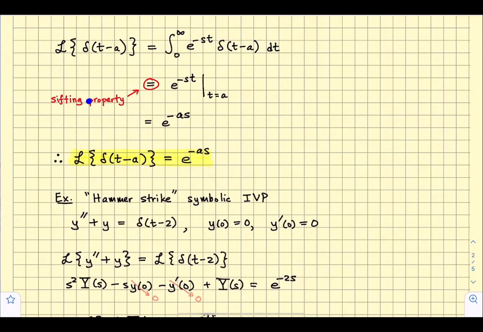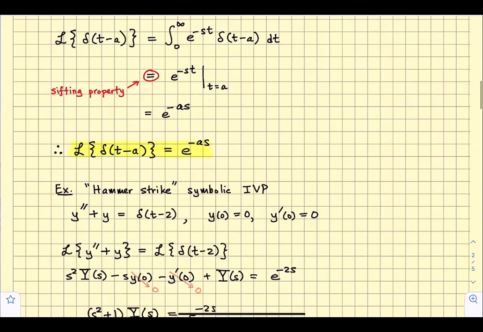Remember, the sifting property says that if you have a delta whose spike occurs at time a, and you multiply and integrate, you're only going to pick up that function's value. The result of the integral will be that function's value at the time where the spike occurred. So by the sifting property, this reduces to just e to the minus st, evaluated at the time when the spike occurred, at t equals a. It's very important: this is t equals a, not s equals a. And so when we do this, we get e to the minus as, and now we can highlight this. We have a new table entry. The Laplace transform of delta of t minus a is e to the minus as.